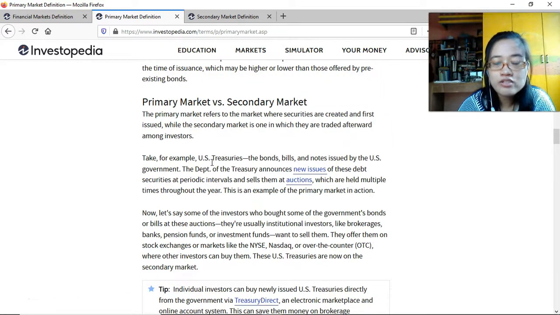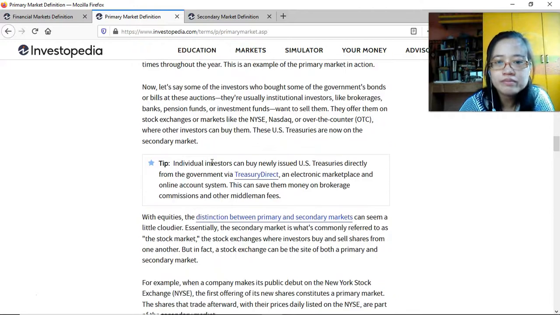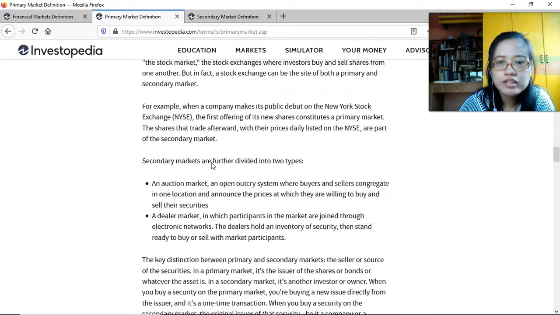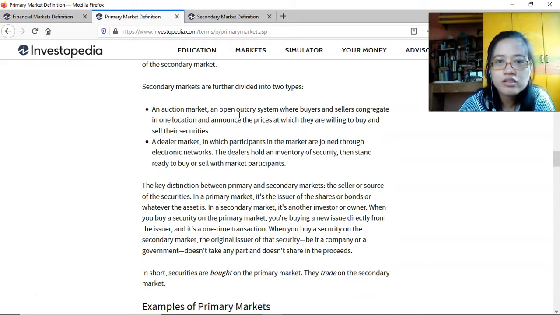Okay, and then we have the comparison. Again, primary market, first issue directly from the issuer; secondary market, from an existing investor to another investor, okay? What else? Secondary markets are further divided into two types. Auction market, open outcry system where buyers and sellers congregate in one location and announce the prices at which they are willing to buy and sell their securities. Dealer market, participants in the market are joined through electronic networks. The dealers hold an inventory of security, then stand ready to buy or sell with market participants, okay?